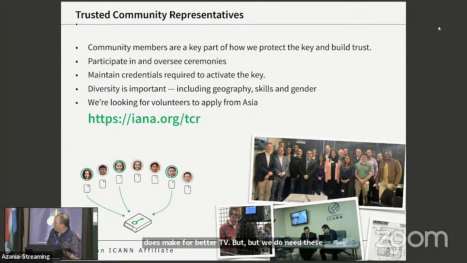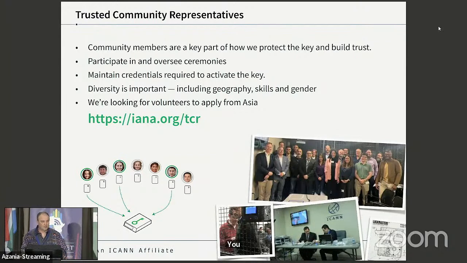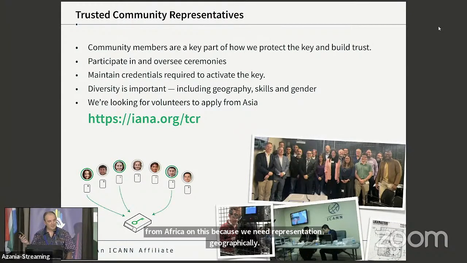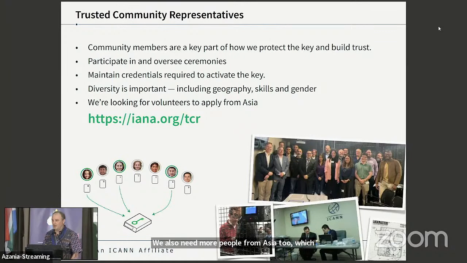And although it says Asia on here, these are Kim's slides, so errors, here's the good stuff's mine. We also need people from Africa. So if you're interested in representing the community and actually being part of these exciting ceremonies, come talk to me or go to that URL and see if you want to apply. So we need people from Africa on this because we need representation geographically. We also need more people from Asia too, which this slide was presented last week in Kyoto.